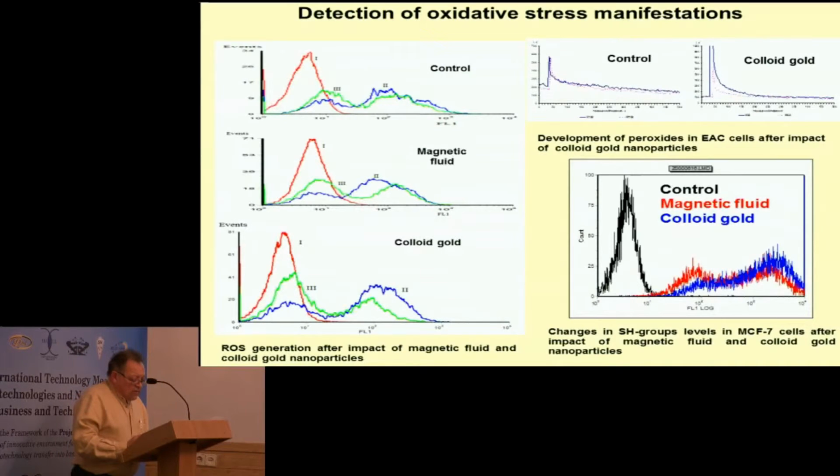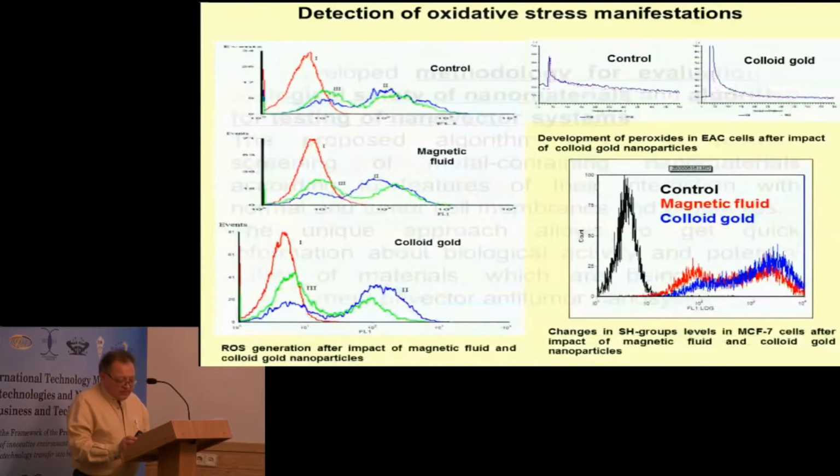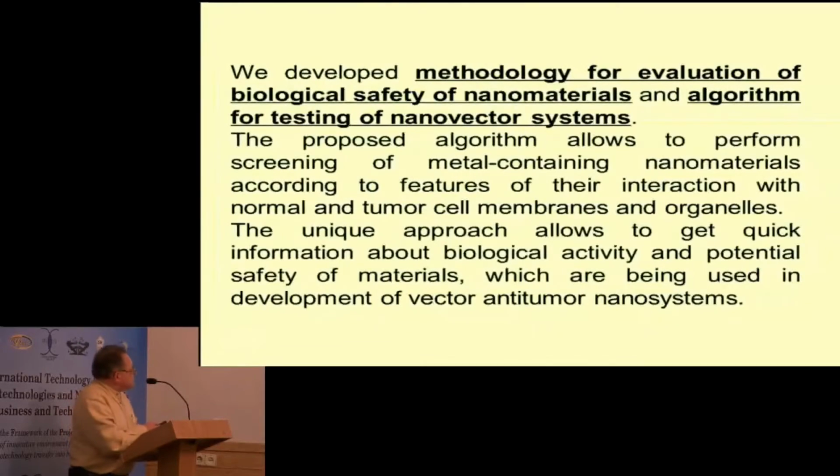So using this variety of methods, we developed a methodology of evaluating the safety of nanomaterials. We created the algorithm of testing nanovector systems. The suggested algorithm allows screening of metal-containing nanomaterials, taking into consideration the interaction with the membranes and organelles of normal and tumor cells. So the unique approach allows obtaining the first information about the biological activity and potential safety of materials that are supposed to be used in vector anti-tumor drugs.